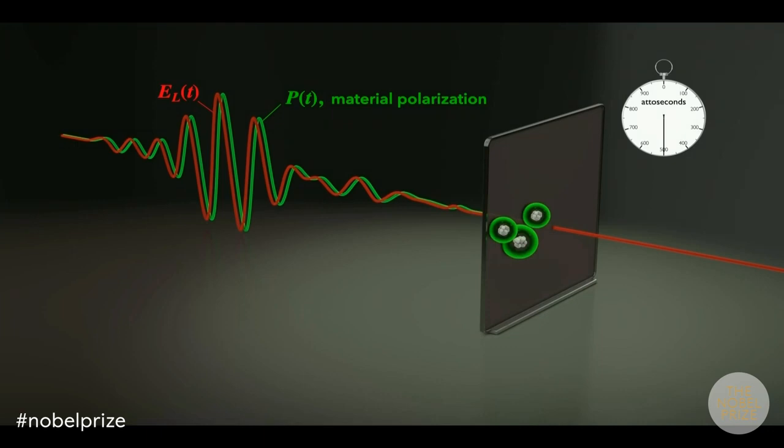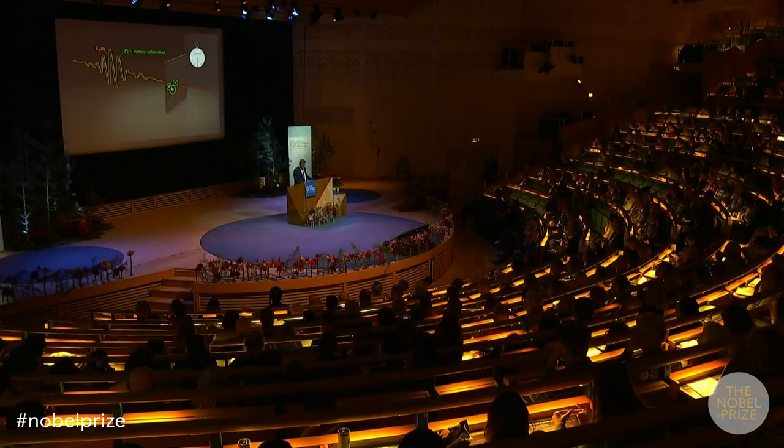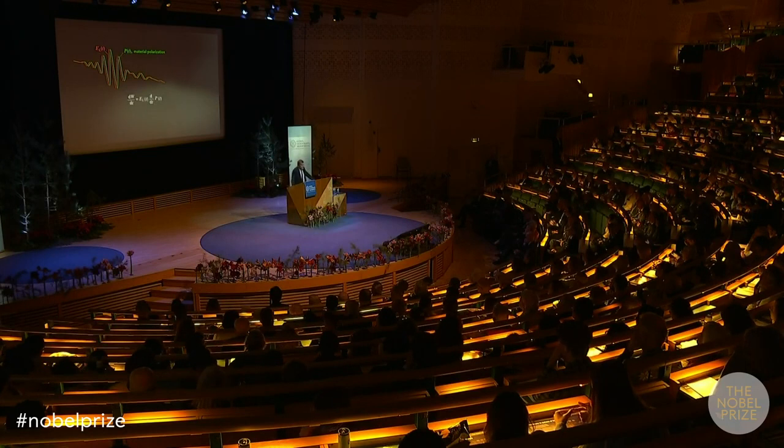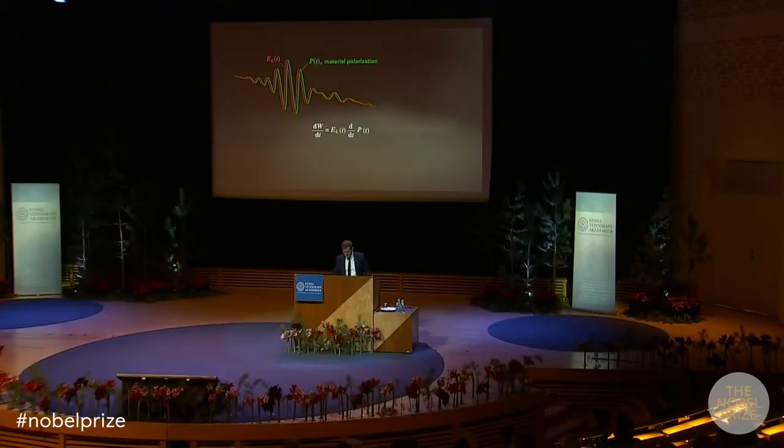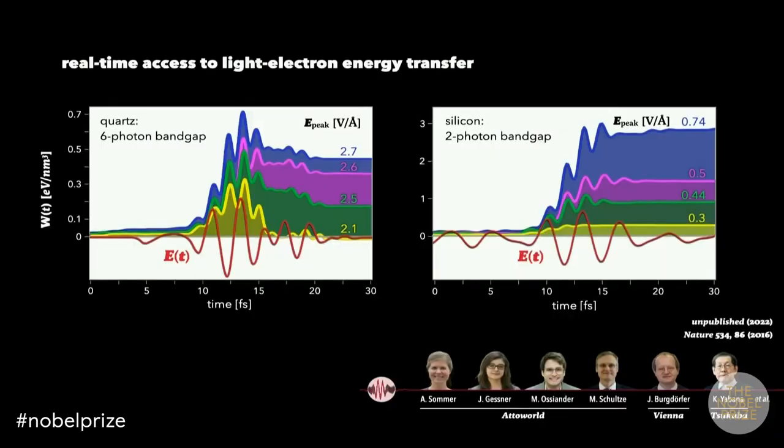Referencing this transmitted field to the input field actually allows us to unambiguously retrieve, at least for a thin medium, the induced polarization. Together with its driving field, it actually directly yields, by means of the simple formula, the rate of energy exchange between the field and the electronic system. If we now integrate this rate from a certain time before the electric field is coming in to a certain time point, then we get basically the transferred energy, and that's what I'm showing you here for an insulator and a semiconductor subjected to strong fields.